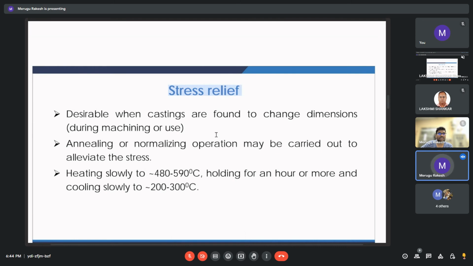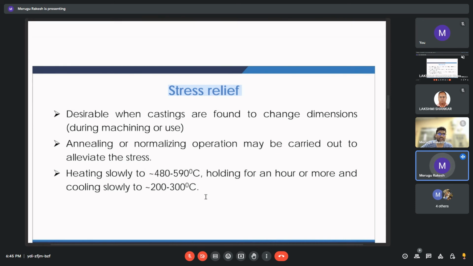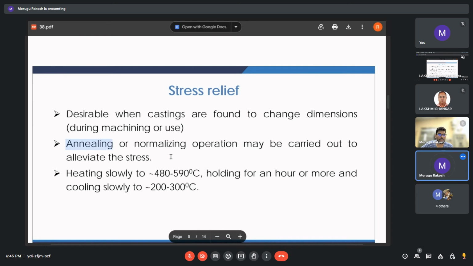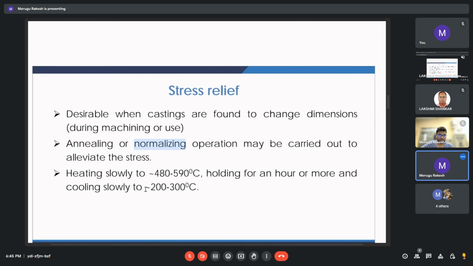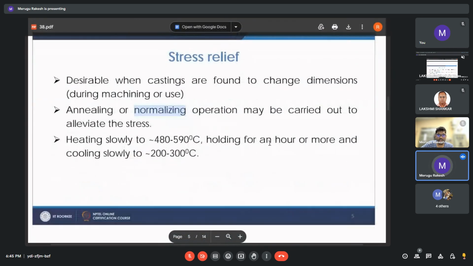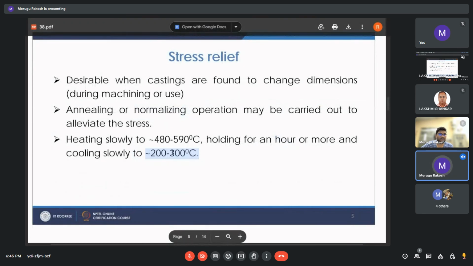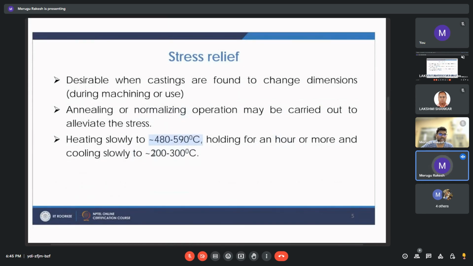Basically, when you quench any object or solidify it very quickly, the residual stresses will not be relieved in the object. That is the main reason we go for annealing or normalizing operations. The time given is an hour or more, cooling slowly from 200. These are the temperature ranges for these cast irons.